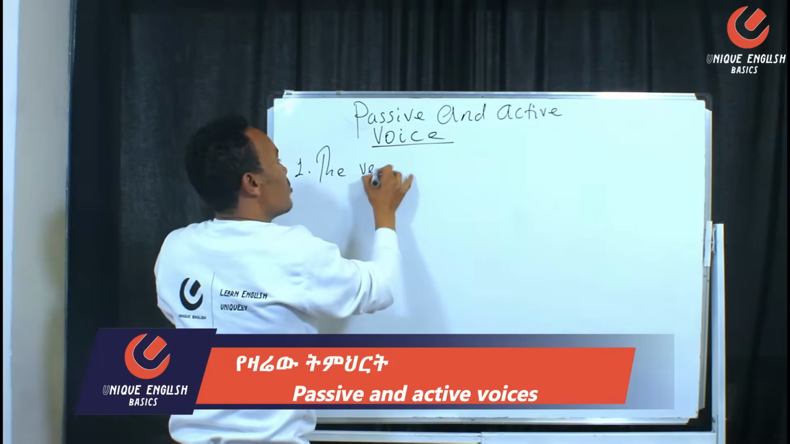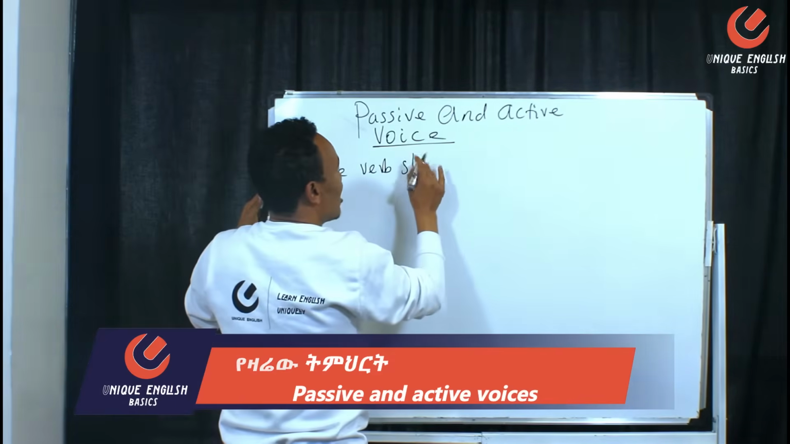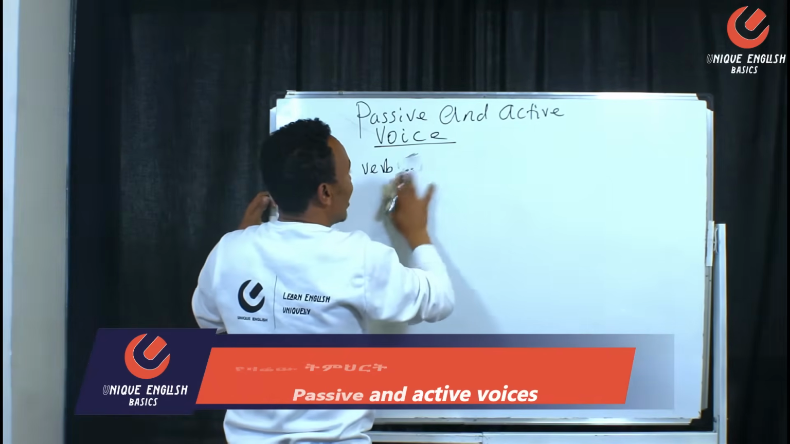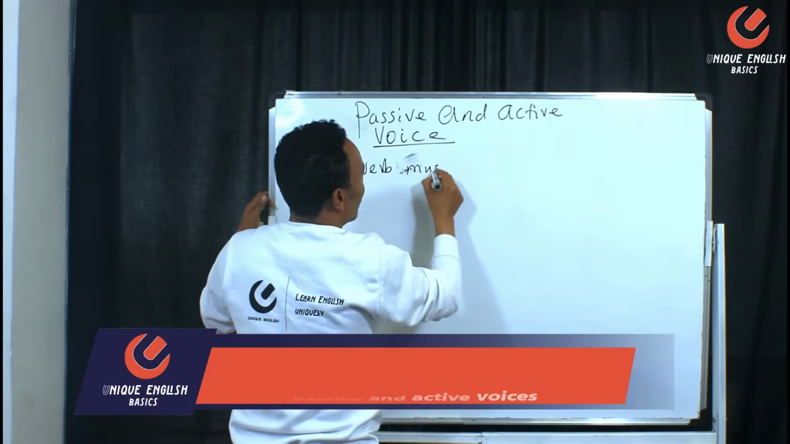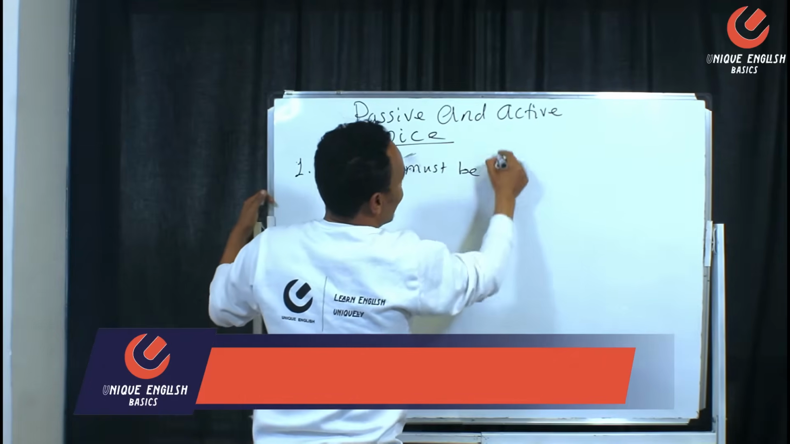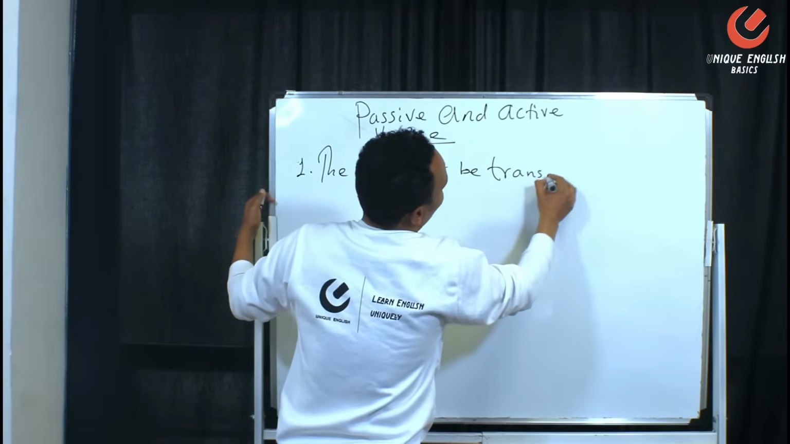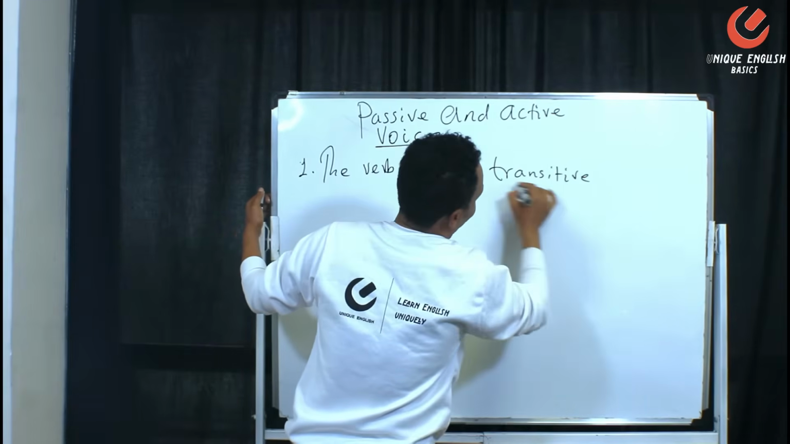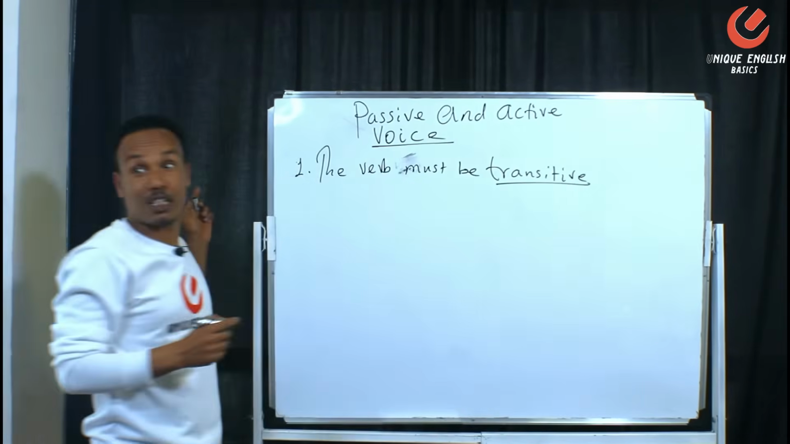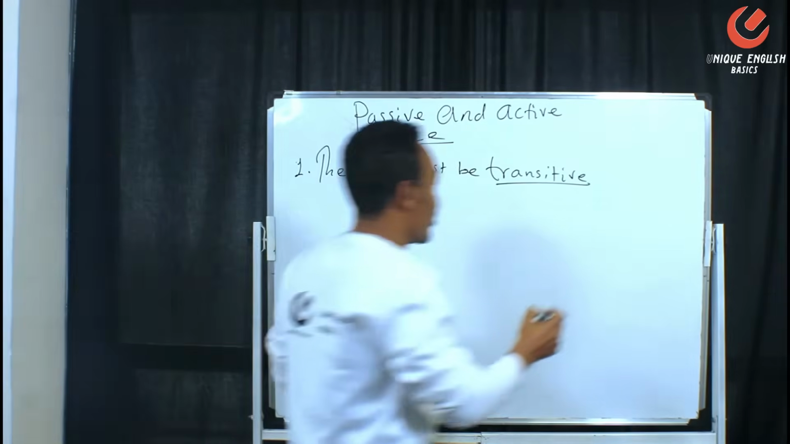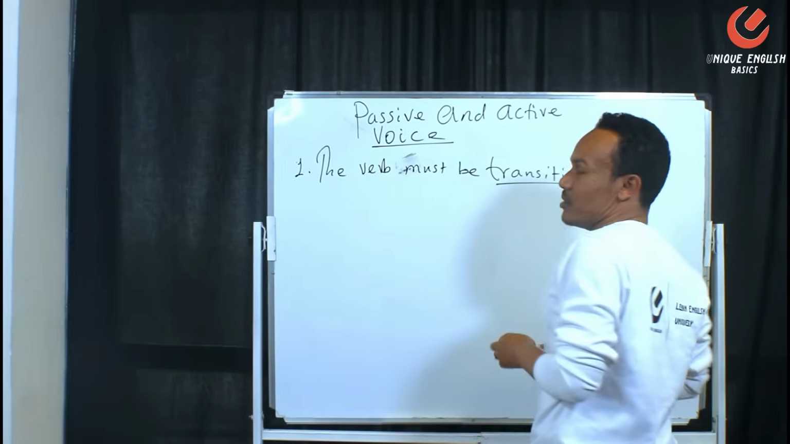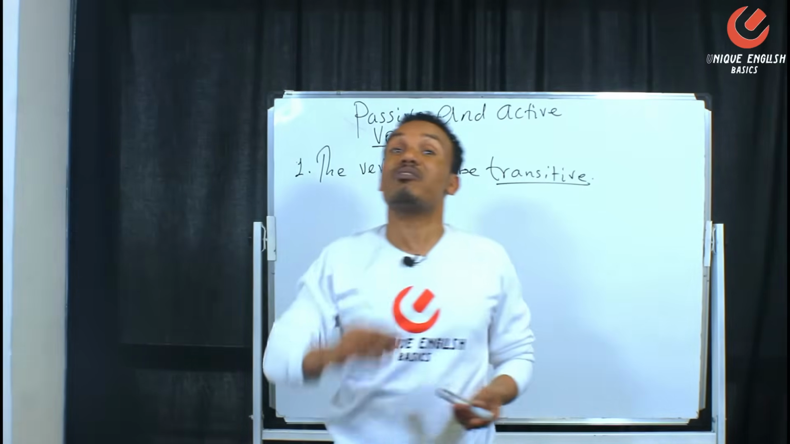The verb should be transitive, or must be, not should be. All right? Must be. The verb must be what? Transitive. In order to change from active to passive, the verb must be what? Transitive. Right, transitive. Teacher, how can we know whether a verb is transitive or not?